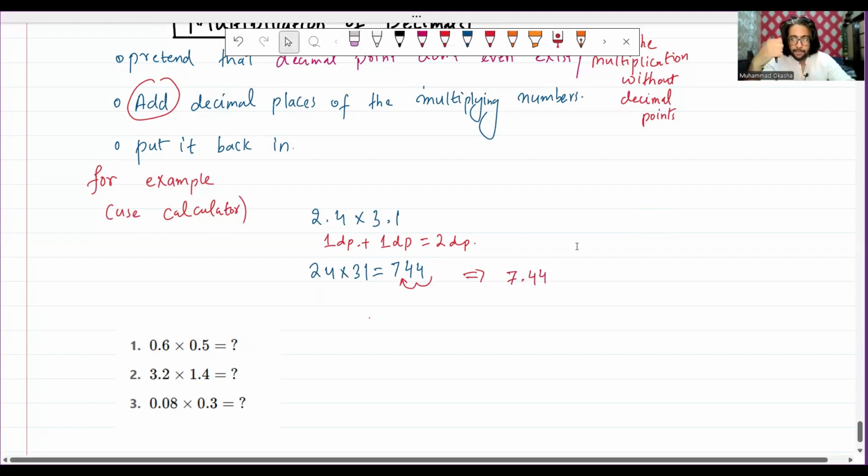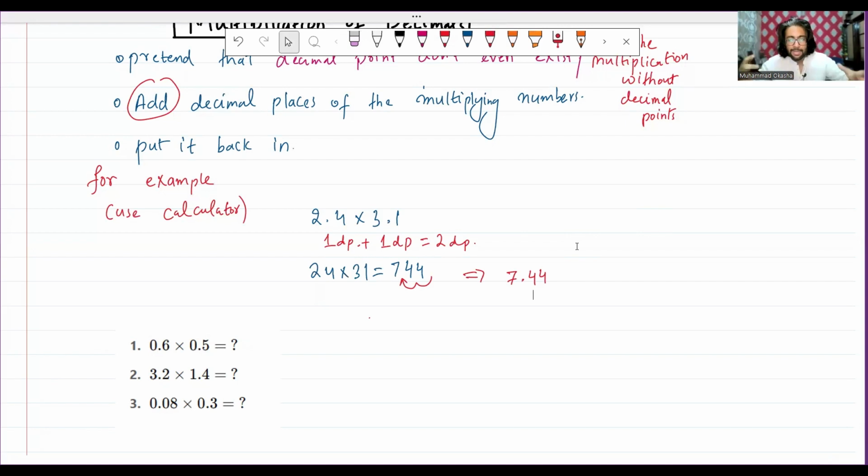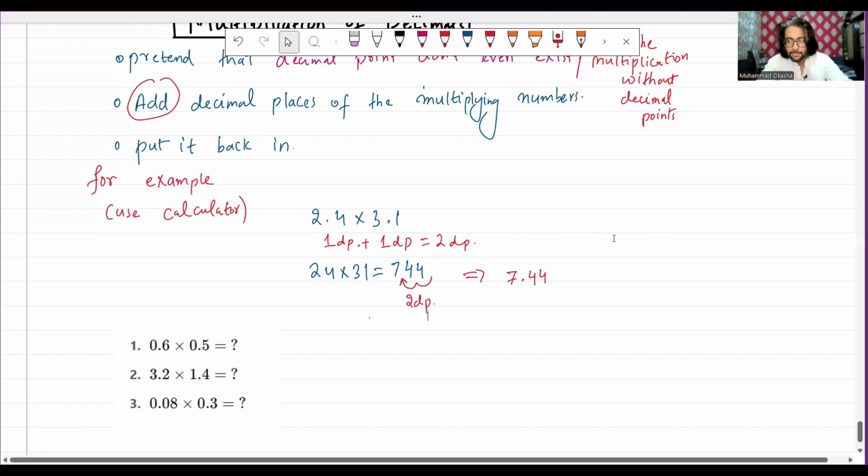Okay, so forget about decimals for a while. Just count the number of decimal places, multiply the numbers, and add the decimal places, then put the decimal point in the answer. That's it. That's really it.